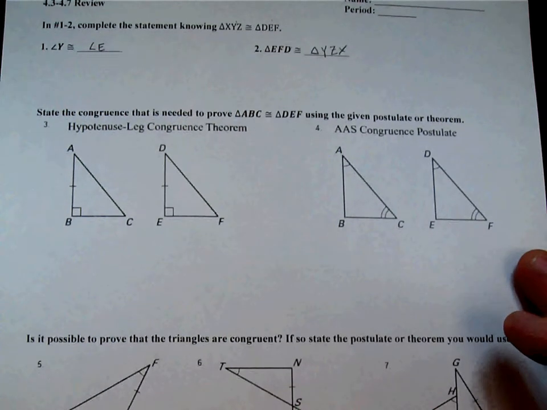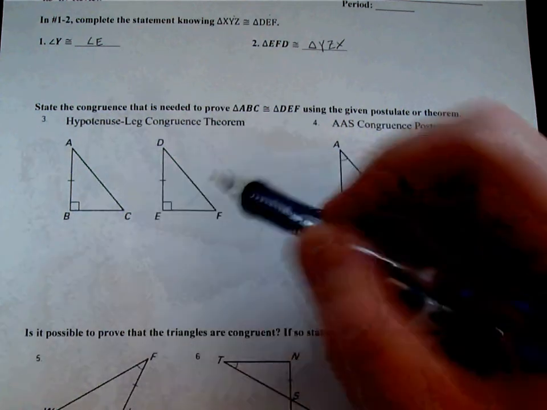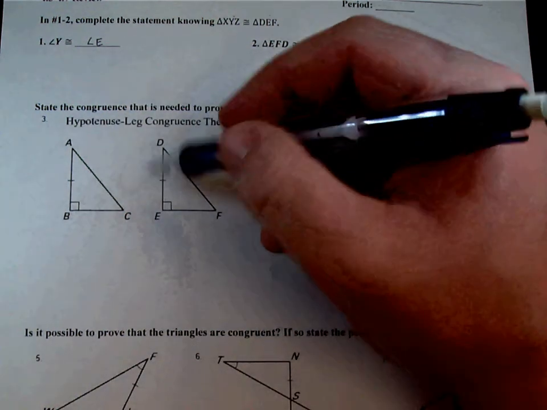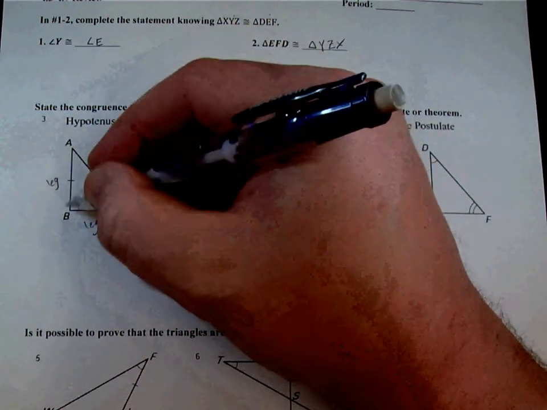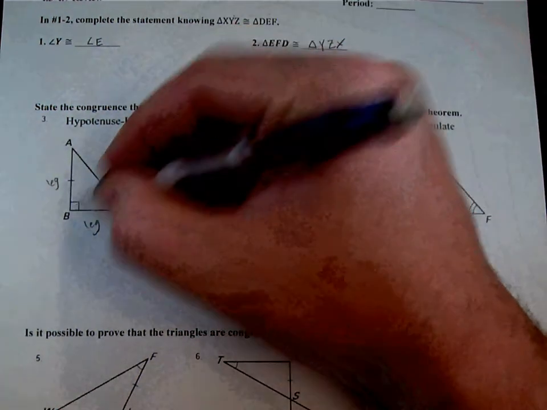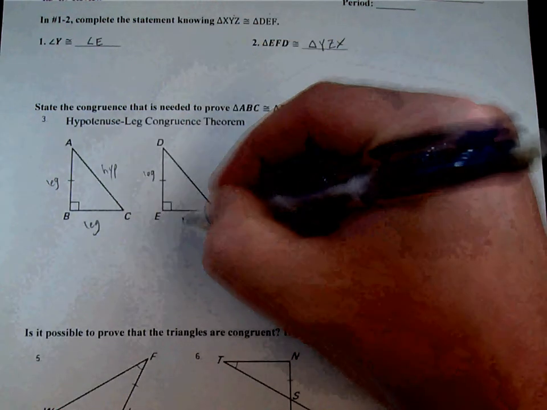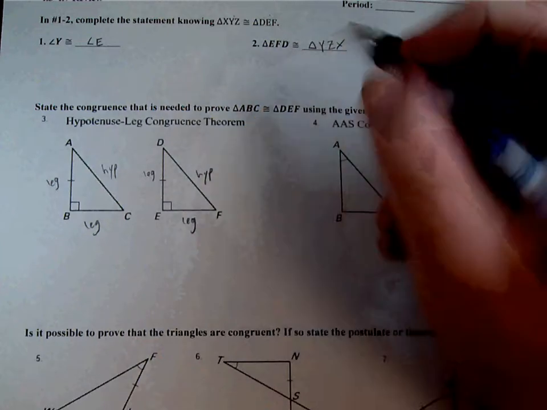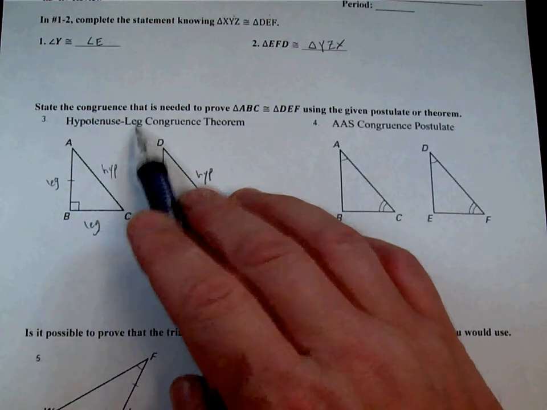On 3 and 4, state the congruence that's missing or that's needed in order to use HL. Well, we've got right triangles. In right triangles, the two sides that surround or flank the right angle are legs. The other side is the hypotenuse. That's good to know. So they are right triangles, okay? Then our hypotenuses have to be congruent and the legs have to be congruent.